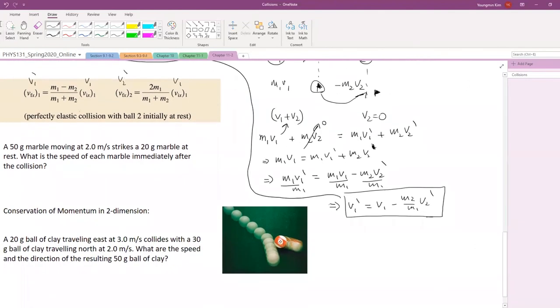A 50 gram marble moving at 2.0 meters per second strikes a 20 gram marble at rest. What is the speed of each marble immediately after the collision? So it's asking you for V1 prime and V2 prime.